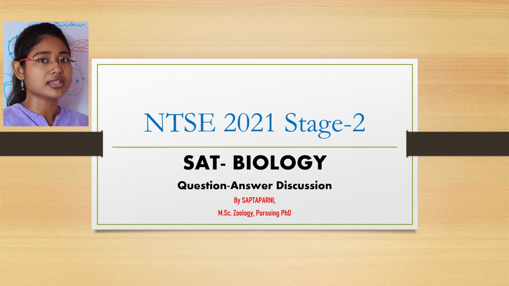See, in stage 1 the questions are of informative type. If you just read your books very carefully, you can answer those questions very easily. But in stage 2 the questions are concept based, so you need to have a very well-developed concept of biology to crack all these questions, and there are some tricks too. Today we will discuss the tricks also, so this video is going to be very useful for you. Okay, so without further delay, let's begin.